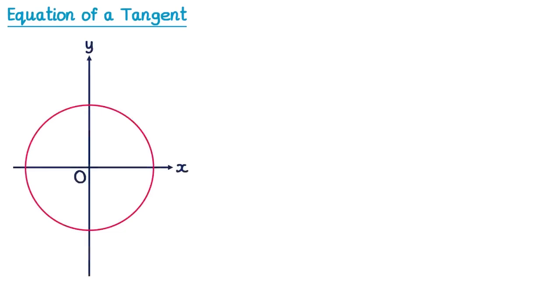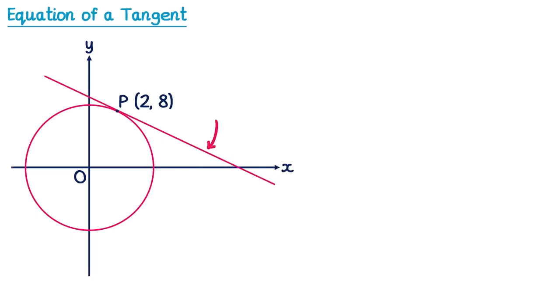So let's start by taking a circle that's centered at the origin, and we're going to mark a point P on that circle. For this example, its coordinates are (2, 8), and we're going to draw a tangent to the circle at that point P, so one that looks something like this. The point of this video is to try and find the equation of that tangent.